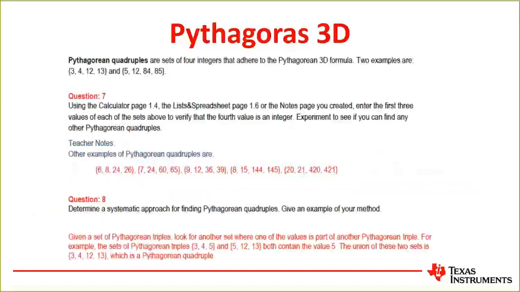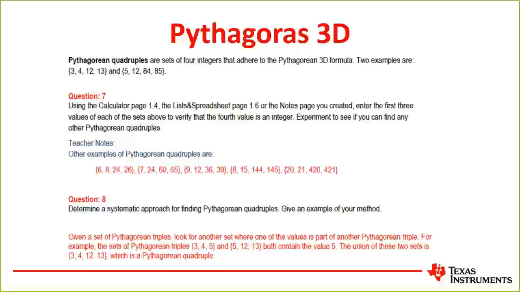Then there's some work on Pythagorean triples, which I have not shown you here, but it's the idea of verifying that 8, 15, 17 is a Pythagorean triple, 20, 21, 29 is a Pythagorean triple. There are also sets of 4 numbers that are called Pythagorean quadruples, and they're sets of 4 integers that adhere to the Pythagorean 3D formula. And 2 such members are mentioned here before question 7, namely 3, 4, 12, 13 and 5, 12, 84, 85.